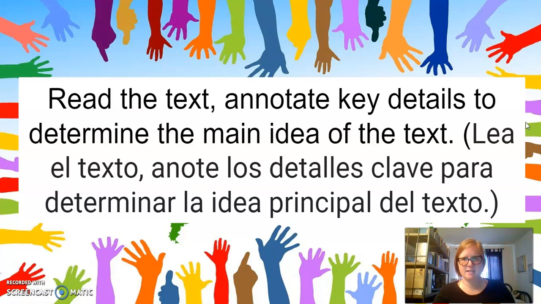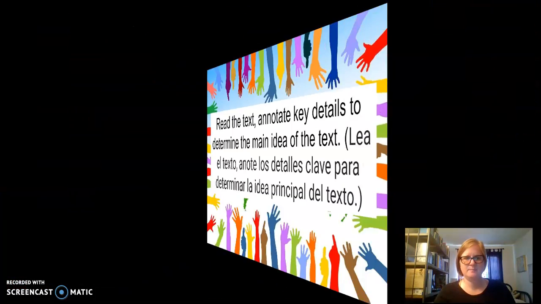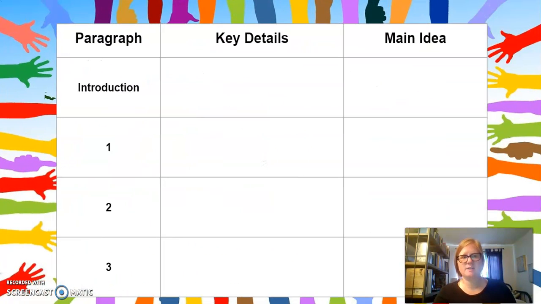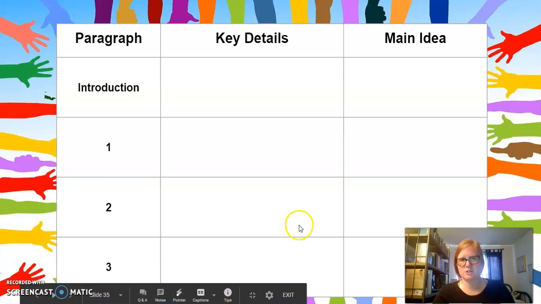You're going to read the text, annotate key details to determine the main idea of the text. And you're going to complete this chart. Each paragraph, you're going to have a main idea, okay? And there's just the introduction, paragraphs 1, 2, and 3. Like I said, it's pretty short.